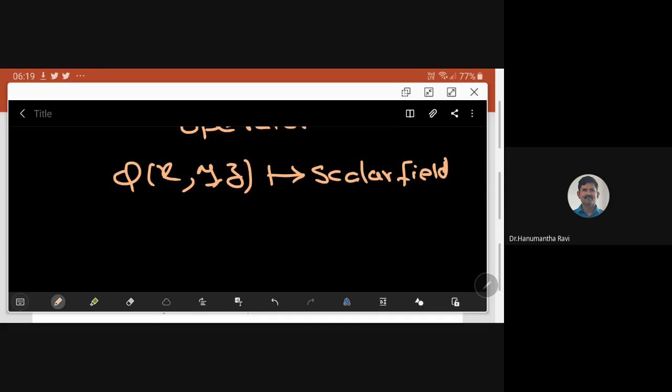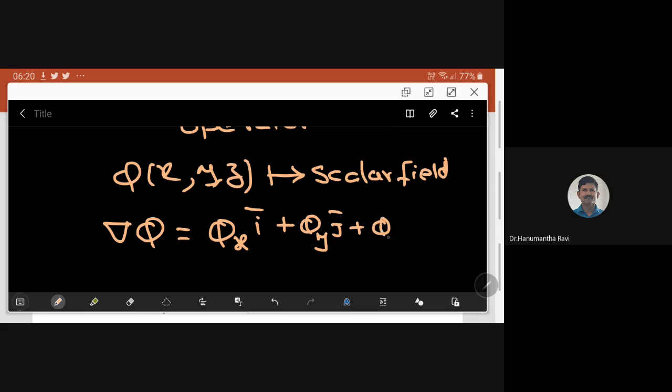In such a case, we have grad phi equal to dou phi by dou x into i bar, plus dou phi by dou y into j bar, plus dou phi by dou z into k bar. This is what we have.